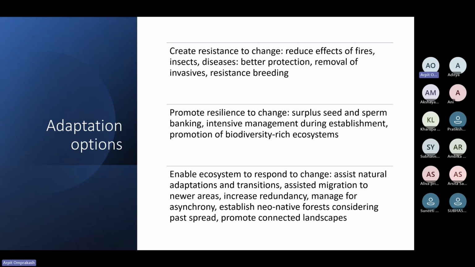So these are basically creating a resistance to change, so that even if there's a change, it does not manifest. Right. Then the second thing is promote resilience to change. So basically here we are saying that even if there's a change and the community state is altered, there should be some resilience so that the community can come back up. Right. So surplus seed and sperm banking, intensive management during establishment, promotion of biodiversity rich ecosystem are some ways to promote resilience. The third thing is enable ecosystem to respond to change, which is basically assisting natural adaptations and transition.